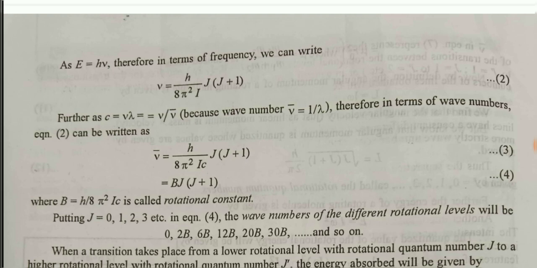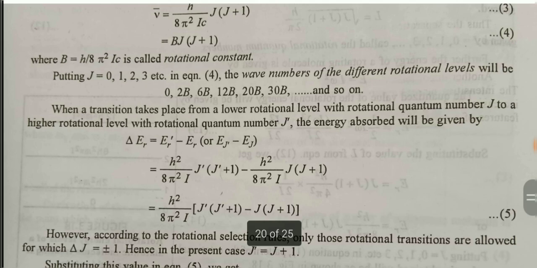Therefore, in terms of wave number, equation 2 can be written as nu bar is equal to h upon 8 pi square Ic into J into (J plus 1), which is equal to B J (J plus 1). Putting B equal to h upon 8 pi square Ic, called the rotational constant, and putting J equal to 0, 1, 2, 3, etc. in equation 4, the wave number of the different rotational levels will be 0, 2B, 6B, 12B, 20B, 30B, and so on.